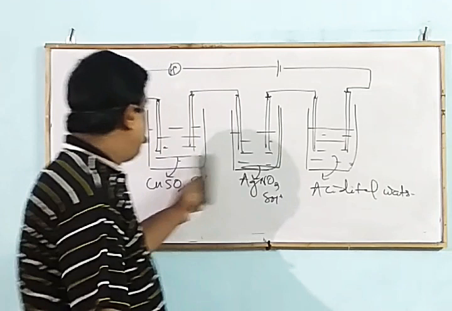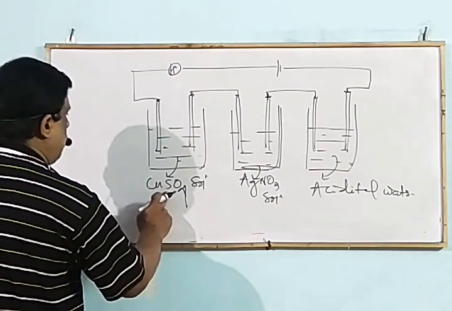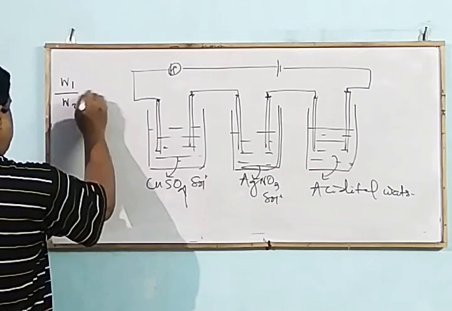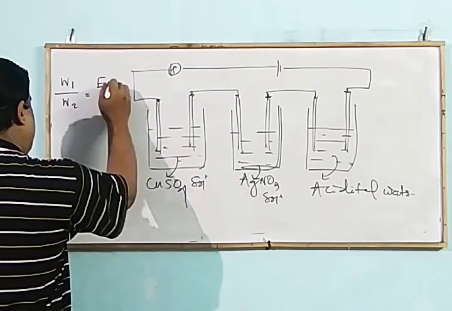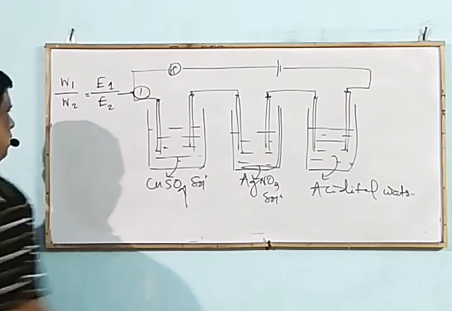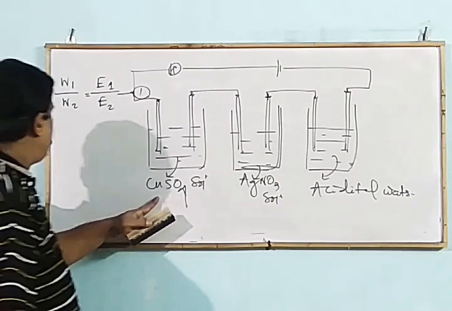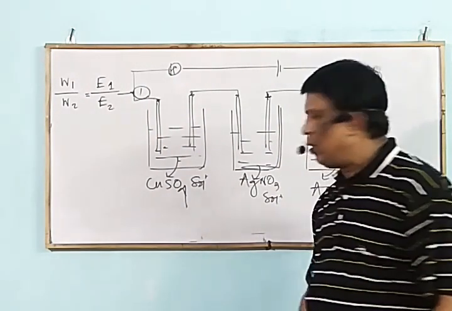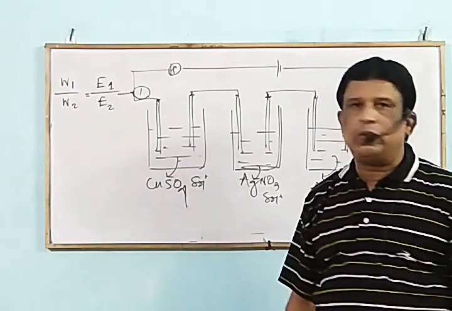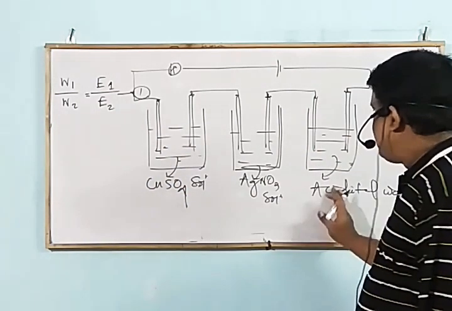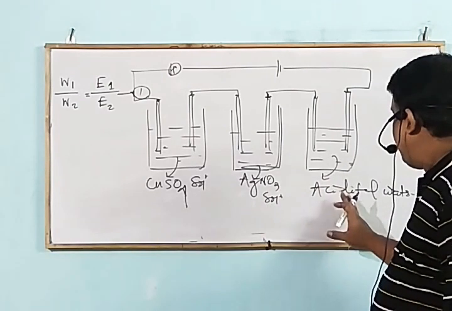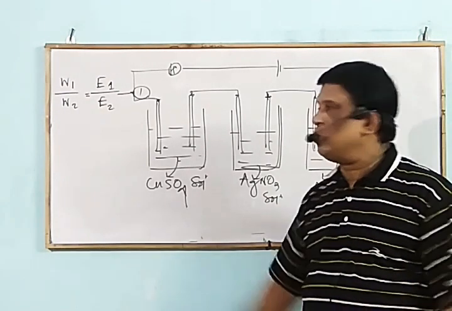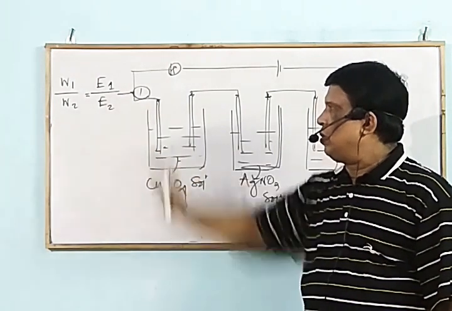Then what happens? If we take these 2 containers, then mass of copper deposited by mass of silver deposited is equal to equivalent mass of copper by equivalent mass of silver. Mark that. Let W1 be the mass of copper deposited, W2 the mass of silver deposited, E1 the equivalent mass of copper, E2 the equivalent mass of silver. Then applying this law, W1 by W2 is equal to E1 by E2. Similarly, taking the second and third, mass of silver deposited by mass of hydrogen liberated is equal to equivalent mass of silver by equivalent mass of hydrogen.